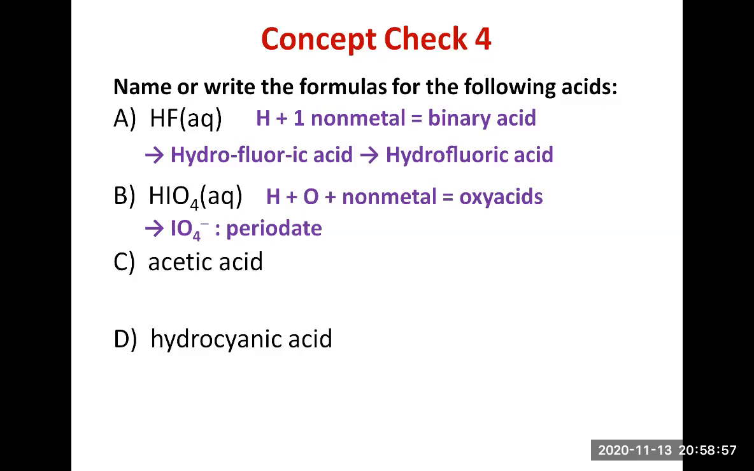So you take the name of the polyatomic ion, periodate, and you change the ending -ate to -ic, and then add acid. So it becomes periodic acid. And that's a funny name, right? Periodic acid.